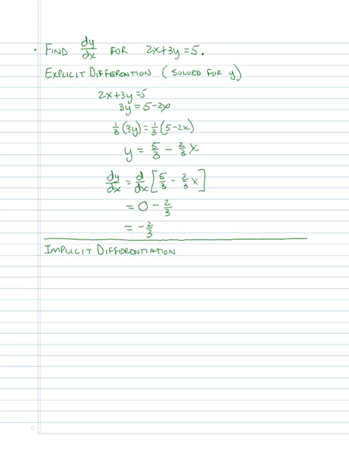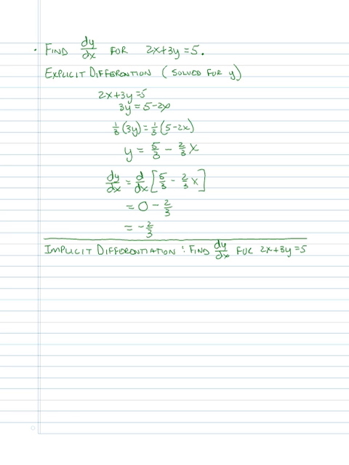So in this case, we can solve for y, but there are going to be examples in the future where we're not actually able to solve for y. We don't really know what y is in terms of x, but we can still find the derivative. So here's the way this would go. We would start out with the same problem. Like I said, find the derivative of y with respect to x for 2x plus 3y is equal to 5.